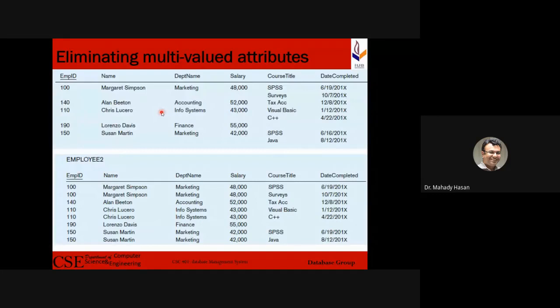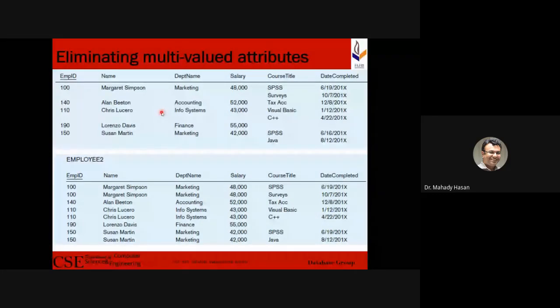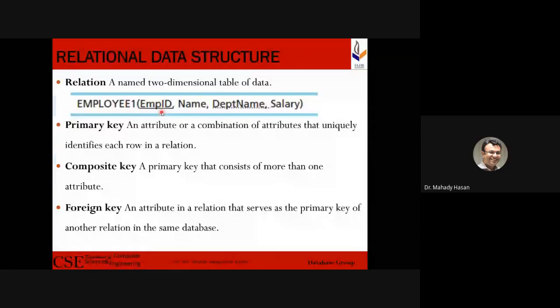So in a relation, in a table, if you find one key is not sufficient enough to identify the primary key, what do we do? We declare another primary key. So if the primary key is not enough, what we do? We make a composite key. Composite primary key. Very good.